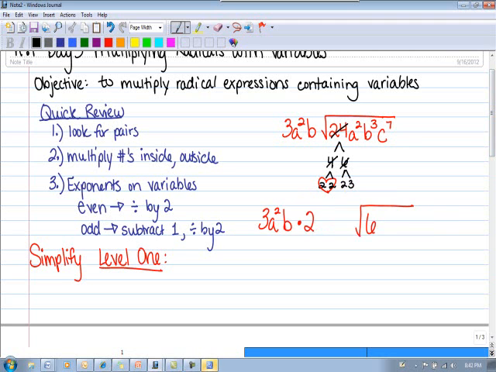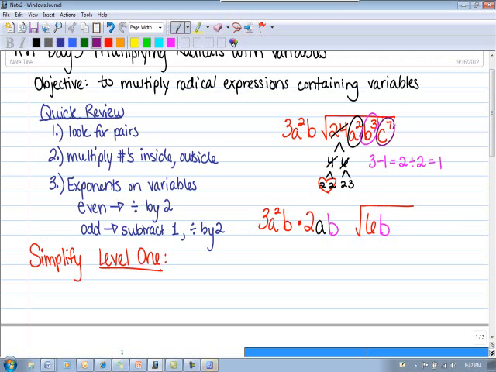And then I'm going to take a look at my variables. I've got 2 a's, so since it's even, I'm going to divide the exponent 2 by 2. And I get 1, so that means I take 1a outside the radical. And then I leave none at home because it's even. With the b's, it's odd, so I subtract 1 from the exponent. So I take 3 minus 1, I get 2, because I'm going to leave 1b at home. And then I take that new number and divide that by 2, and that gives me one group of b's that goes outside.